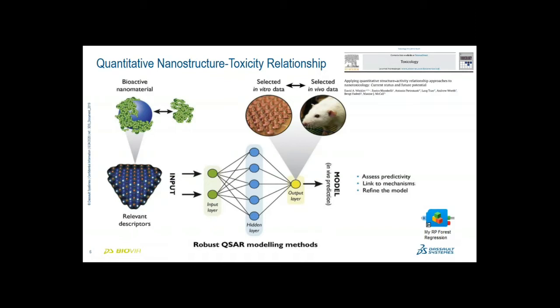And also then you can use various machine learning and robust QSAR modeling methods. Here represented, I believe, is a neural network, with various layers you can use. We will use different techniques. We'll use some recursive partitioning methods, and also some genetic functions that can be used.